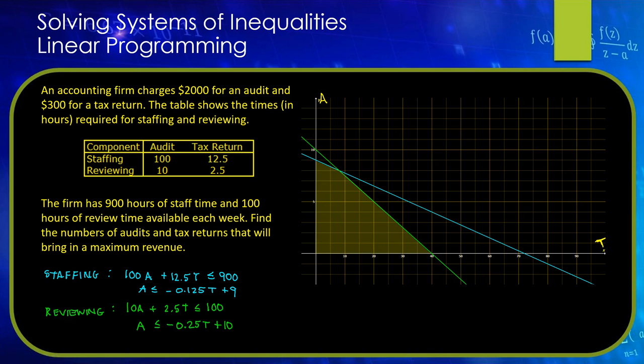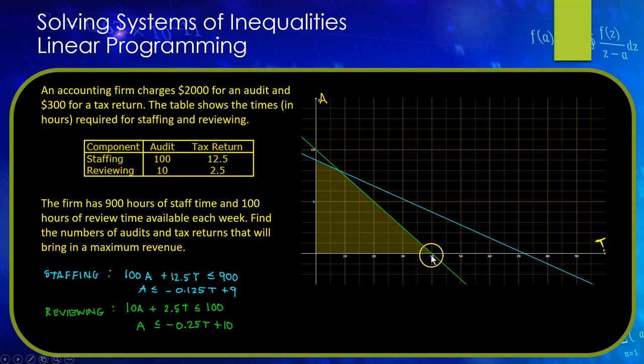Now I want to find those that are going to maximize my revenue. So I'm going to look to see, okay, where are the corner points of this region? It's the corner points that are usually your extreme points. If there's going to be a maximum, it's probably going to be on this outer edge out here. It's not going to be at 0, 0, because if they don't do any audits or tax returns, they're not going to make any money. Making no money should not be your maximum amount of revenue, because if that is your maximum revenue, then you're in trouble.